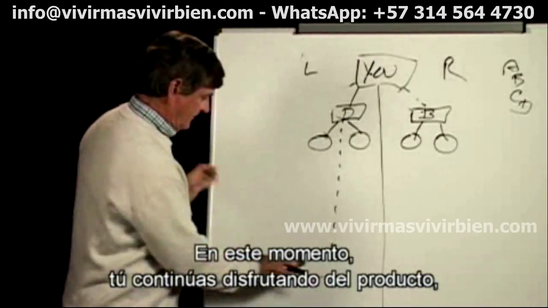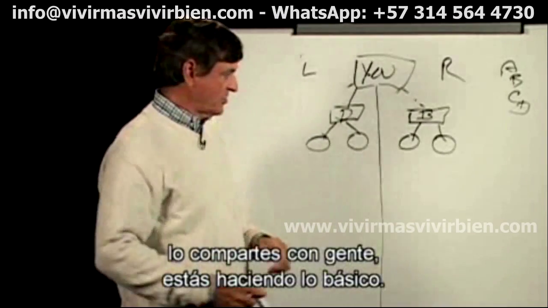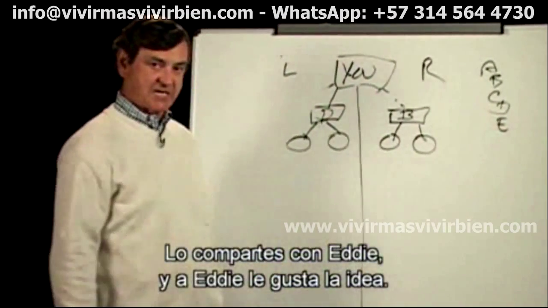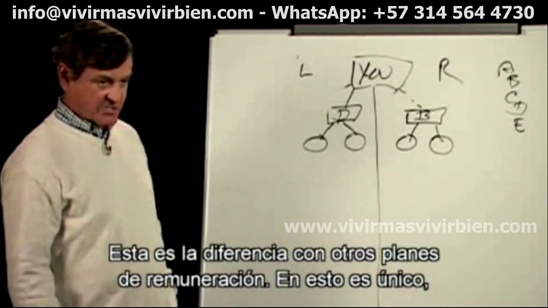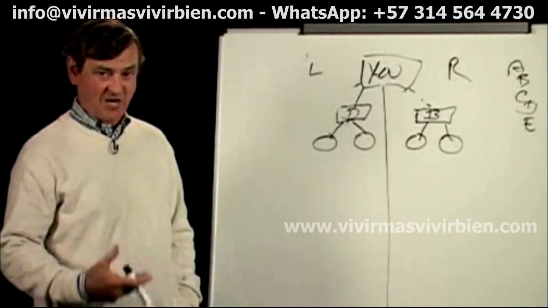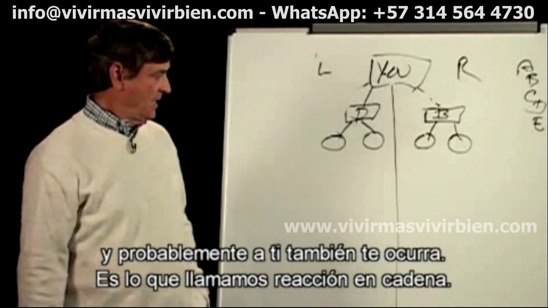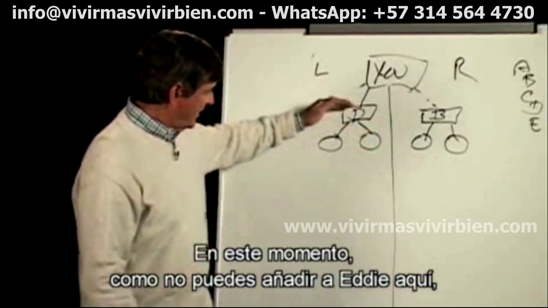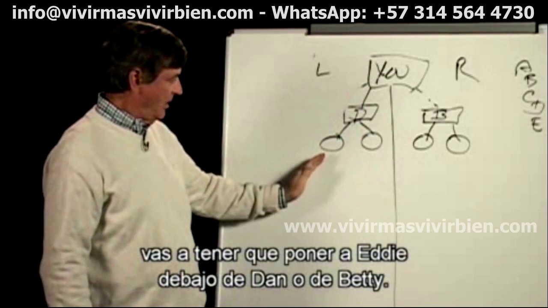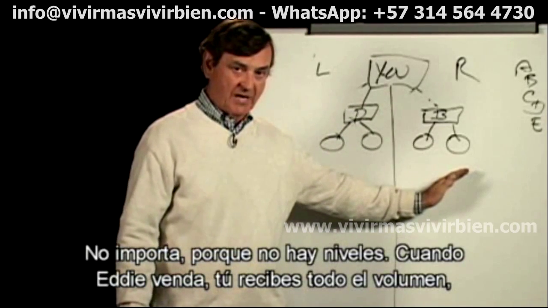Now, at about that point, you're continuing to enjoy the product. You're sharing it with folks. You're doing the basics. And you share it with Eddie over here, and Eddie likes the idea. Well, here's where it gets different from other compensation plans. And this is what's very unique, and you'll probably experience a little of this too. It's what we call spillover volume. So at this point, because you cannot add Eddie out here, you're going to have to put Eddie down under Dan or under Betty. Doesn't matter because there are no levels.